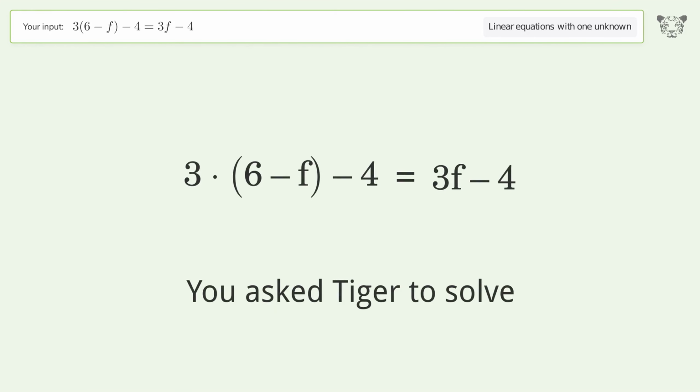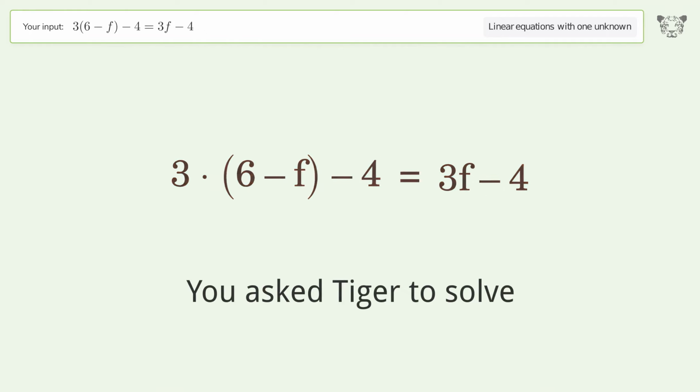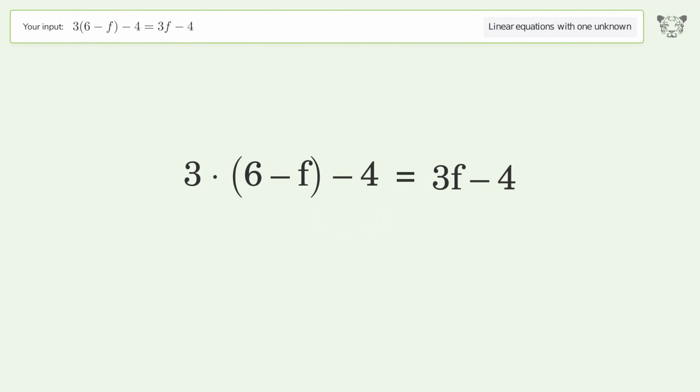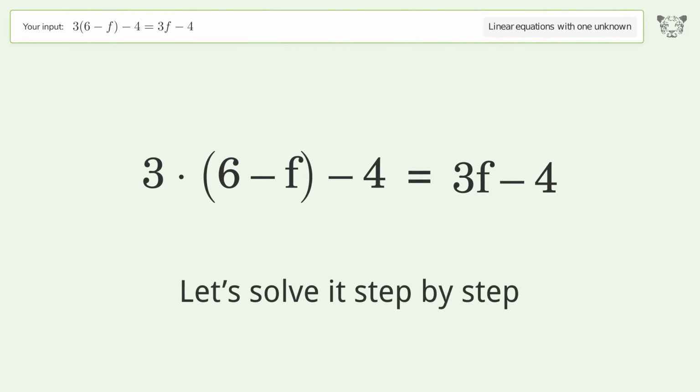You ask Tiger to solve. This deals with linear equations with one unknown. The final result is f equals 3. Let's solve it step by step.